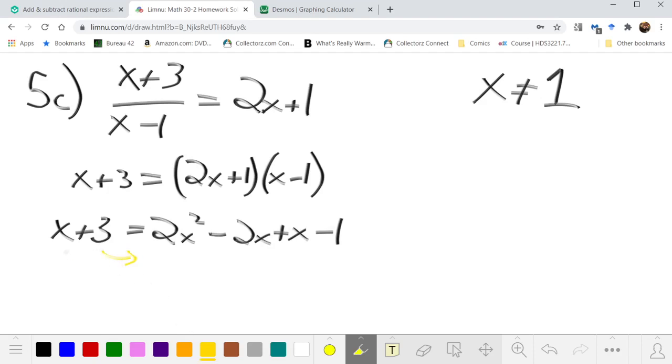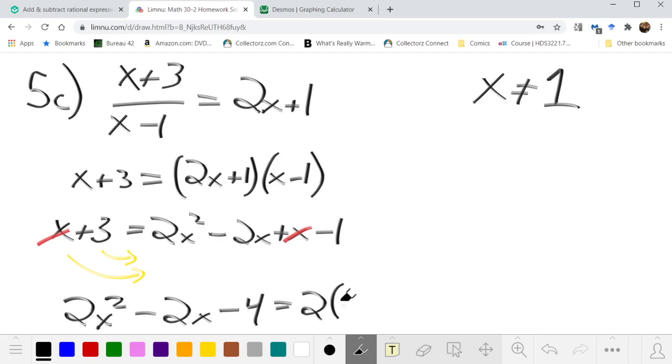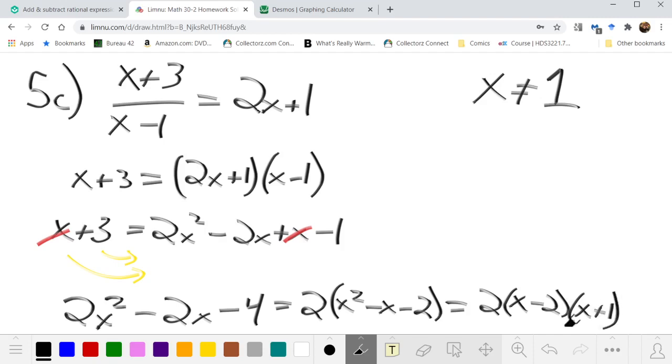We'll move everything to the right-hand side and apply what we know about quadratic equations. We have a 2x squared. We had a negative x. We subtract another x, or if we want, we could think about canceling this x with this one. Either way, we have a minus 2x. And with this 3 coming over and becoming negative, that's a negative 4. So this is the same as 2 times x squared minus x minus 2, which factors as 2 times x minus 2, x plus 1.